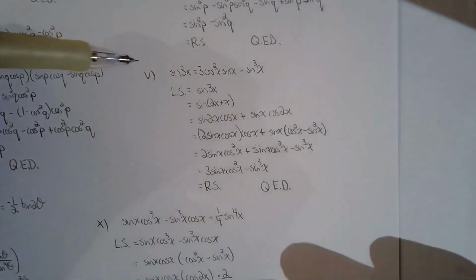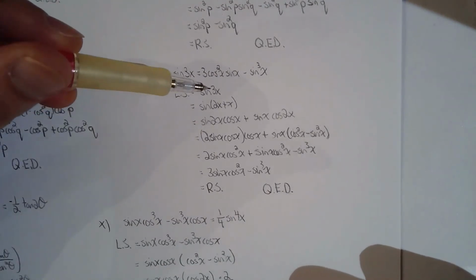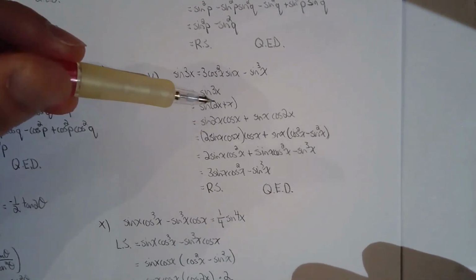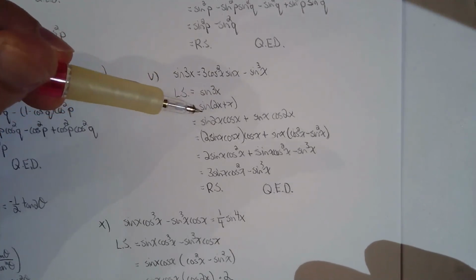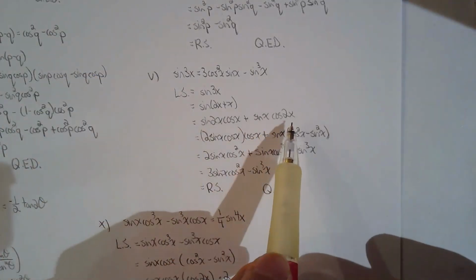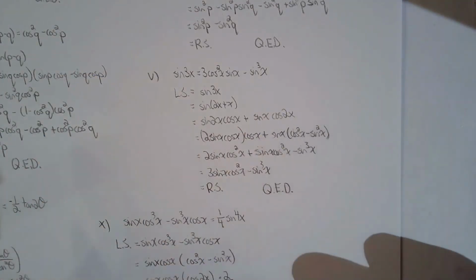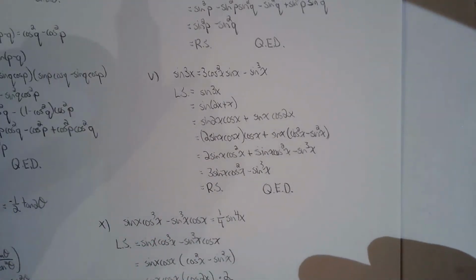Ooh, V, triple angle. Nice. So the first step is to break apart 3x into 2x plus x. And then use the addition formula for sine. And then I see sine 2x now, and I see cos 2x. Use the double angle formula for sine and cosine. And then it works out beautifully once you simplify.